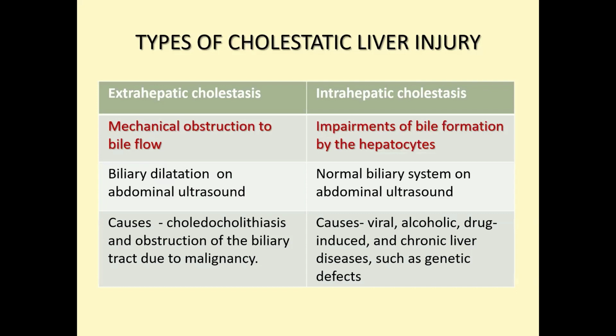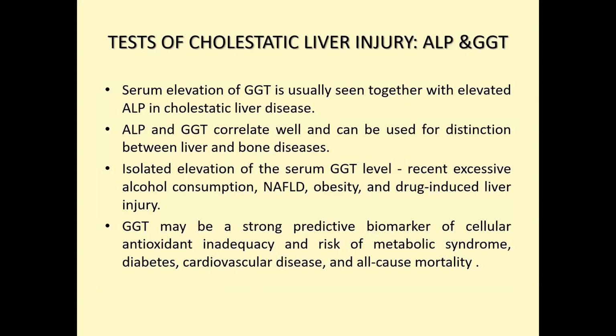So these can lead to intrahepatic cholestasis. Now coming to tests of cholestatic liver injury, ALP and gamma GT. Now we saw what types of cholestasis there are. Now what are the tests to understand these? So ALP and GGT. Elevation of GGT is usually seen together with elevated ALP in cholestatic liver disease. So both of them go together.